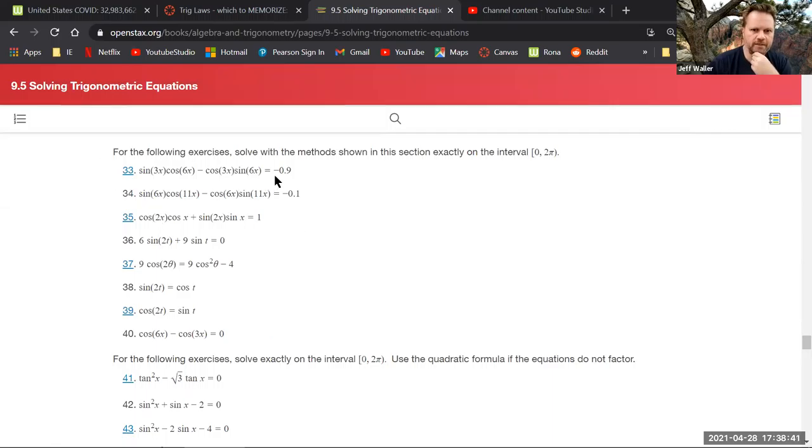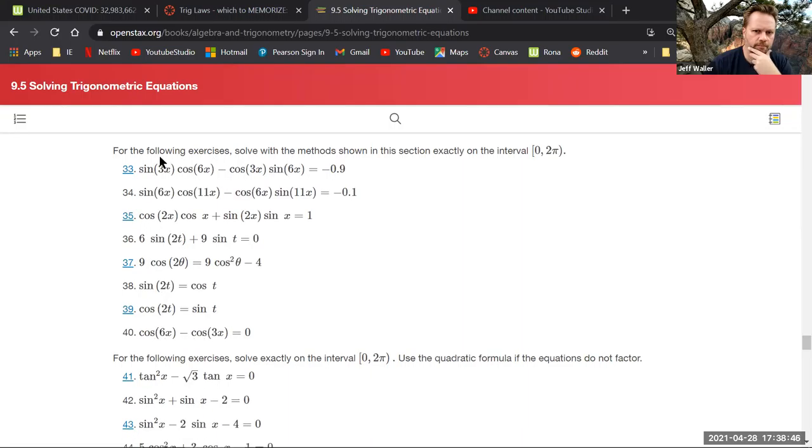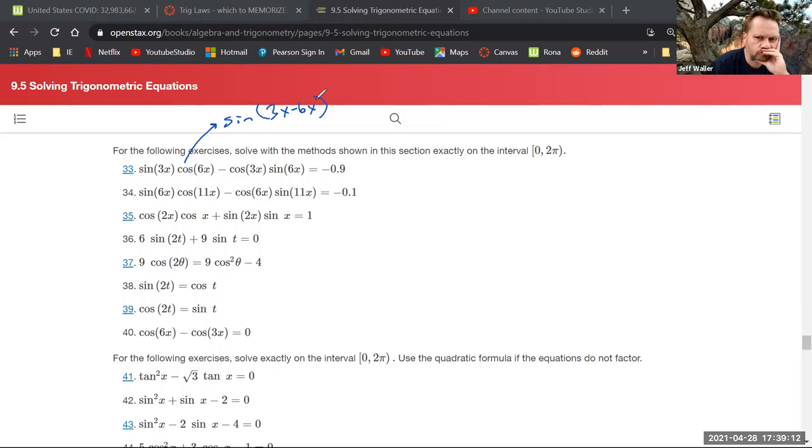Oh, this is interesting. I was just talking to somebody else about this. Where are you stuck with this problem? So it's a difference formula. Okay. What do you mean it's a difference formula? How are you saying that? Isn't that the same thing as saying sine of 3x minus 6x? Good. Okay, good. That's as far as I got.